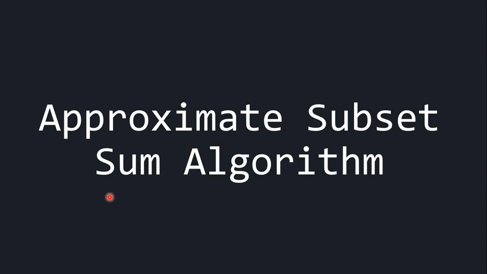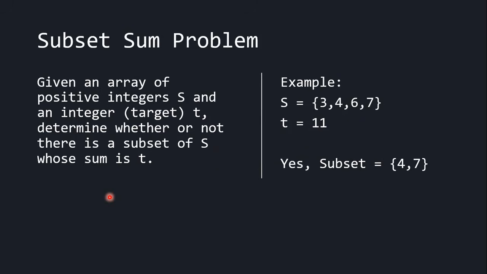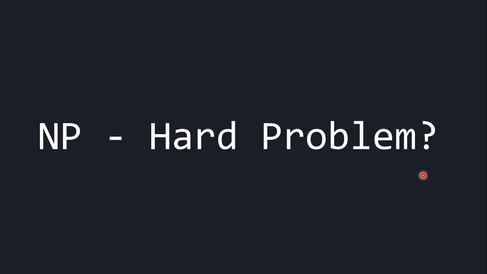Let's look at the problem first. Given an array of positive integers S and an integer t, determine whether or not there is a subset of S whose sum is t. For example, if S is an array with elements 3, 4, 6 and 7 and t is 11, then we can find a subset containing 4 and 7 which has a sum equal to 11.